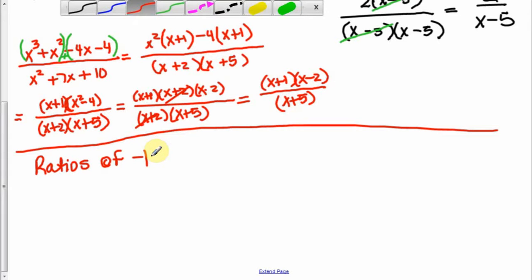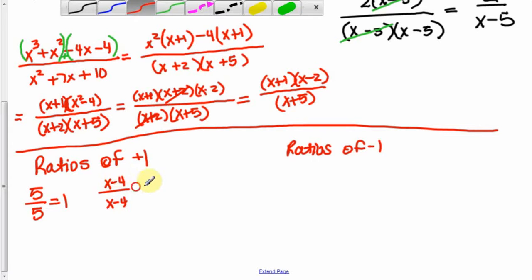And ratios of +1. Let's start with +1 first. So let's talk about ratios of +1 and ratios of -1. All right, so a ratio of +1 is when you have anything over itself in a fraction. Okay, so if it's 5 over 5, that is a ratio of +1. All right, the same is true for algebraic expressions. If it's x minus 4 over x minus 4, that is a ratio of +1. Okay, simple enough on +1, right?